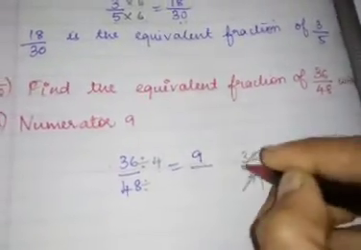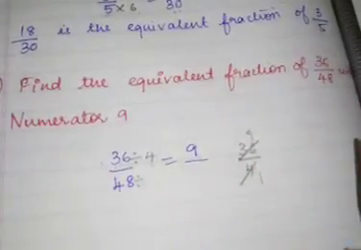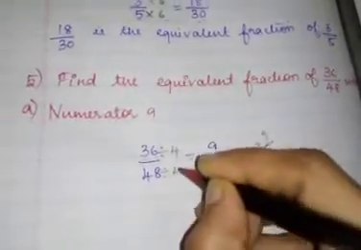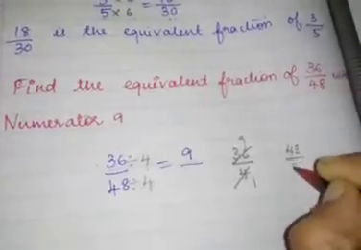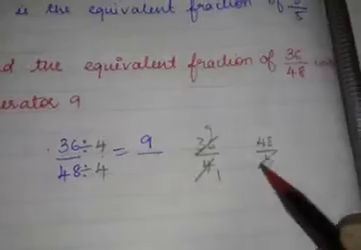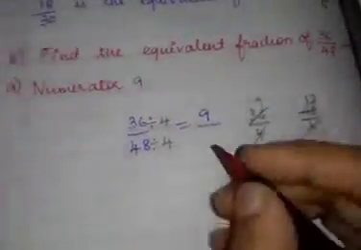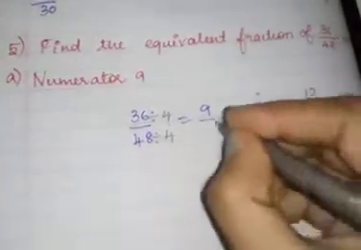Okay. 4 1s are 4. 4 9s are 36. So 36 divided by 4 is 9. So likewise 48 divided by 4. Okay. 48 divided by 4. 4 1s are 4. 4 2s are 8. So what is your answer you are getting, children?